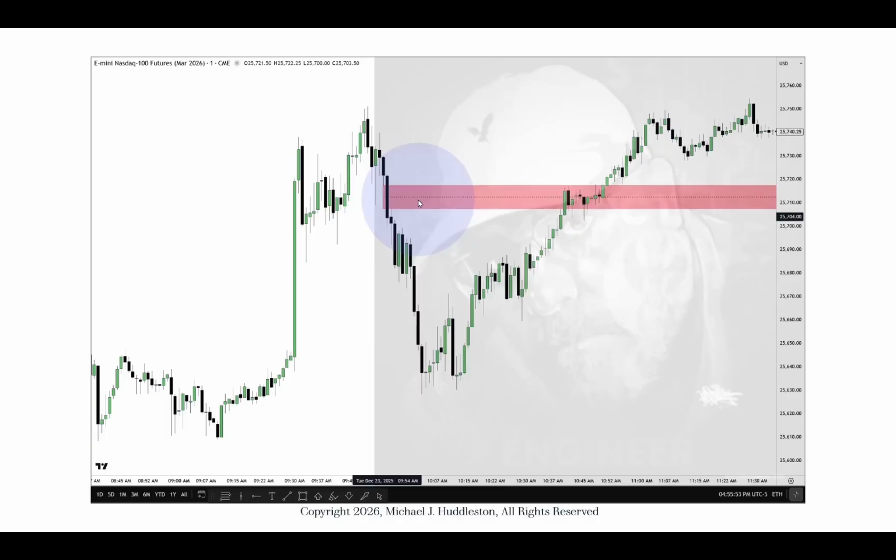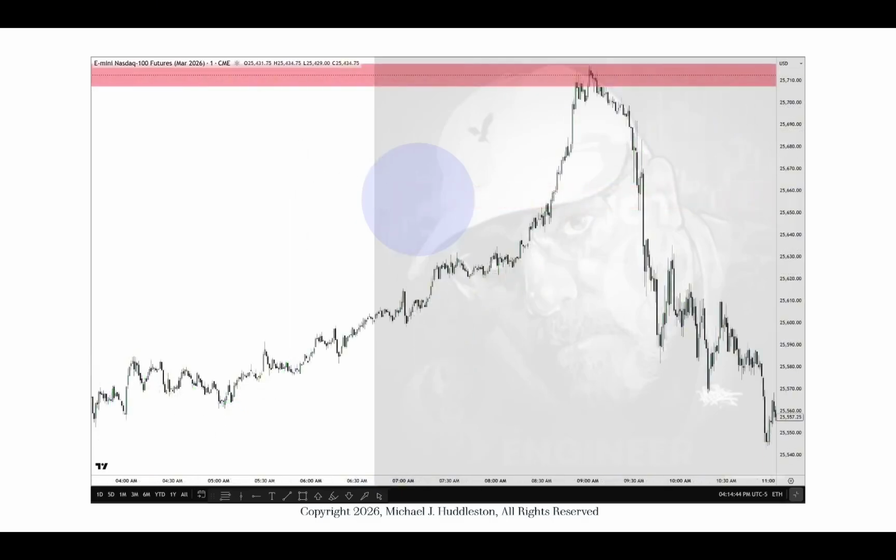I'm in the future right here. I already know this is going to be a viable level in the future. Now I just simply have to wait for time to agree and meet with that price. What does that look like? Well, that's the high of that run.